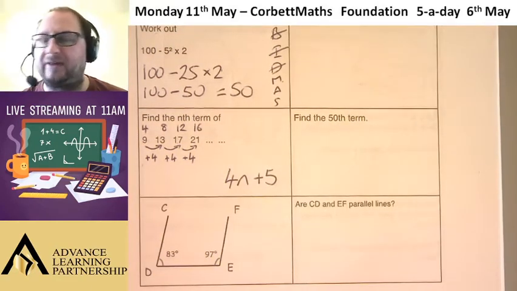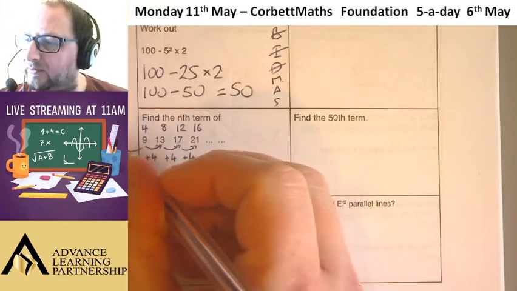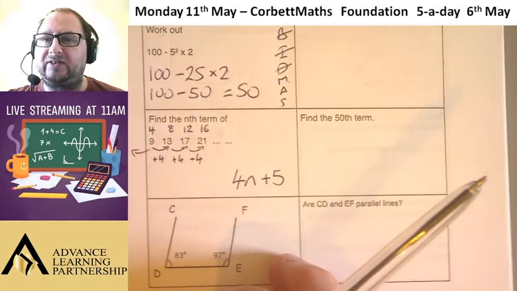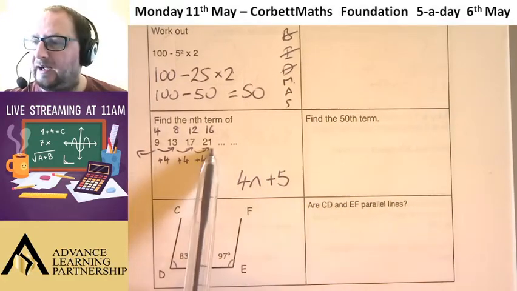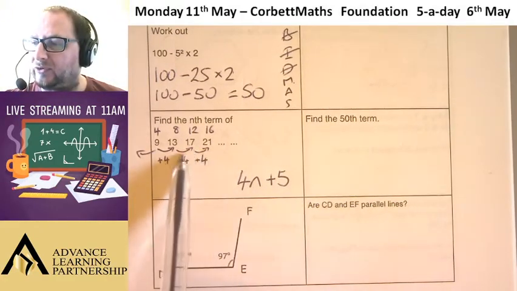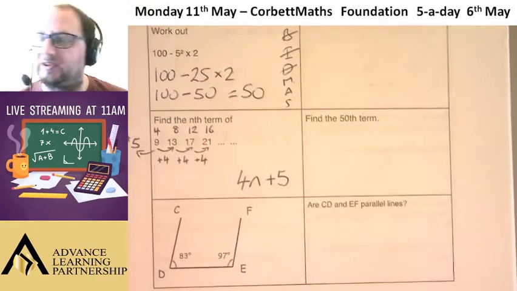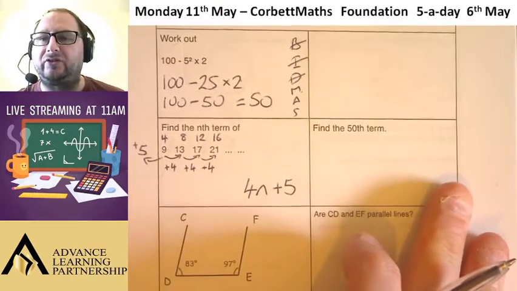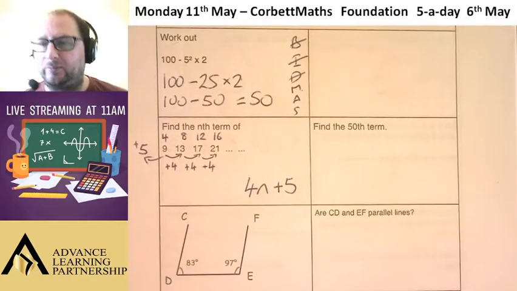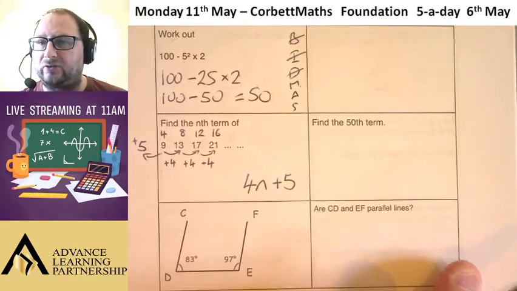It's 4n plus 5. Now some of you will know how to find that by stepping this sequence back by doing the opposite. So down by 4, down by 4, down by 4 and down by 4 gives you that positive 5 there for the constant in that. So if you know that method, that's superb and well done, and that will get you the answer as well.